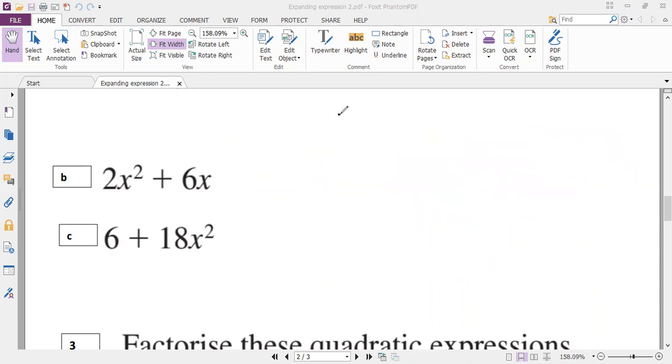What if I have x squared, and at the end I have plus 12, and in the middle I have, let's say, 7x? As I explained, how can we factorize? We will open two pairs of brackets. And x squared came from x and x.